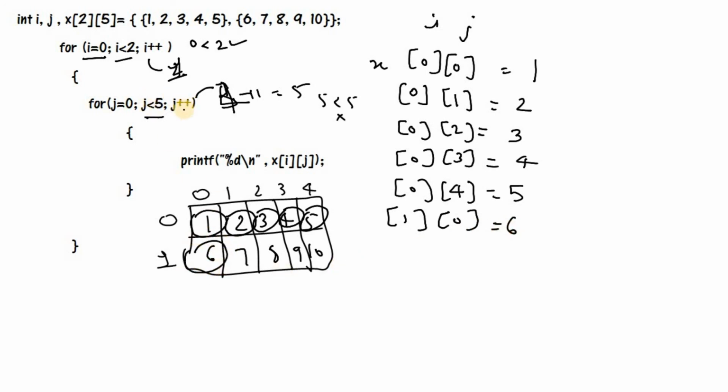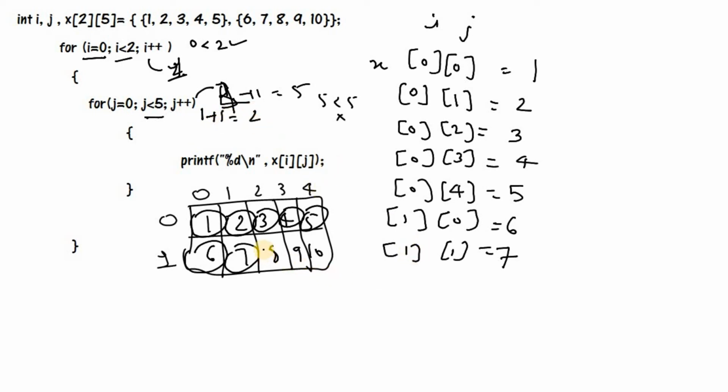Now it will go and increment by 1. 0 plus 1, that is 1. Here j value is 1 now. It will print 7, the element 7. Again it will increment by 1. 1 plus 1, that is 2.